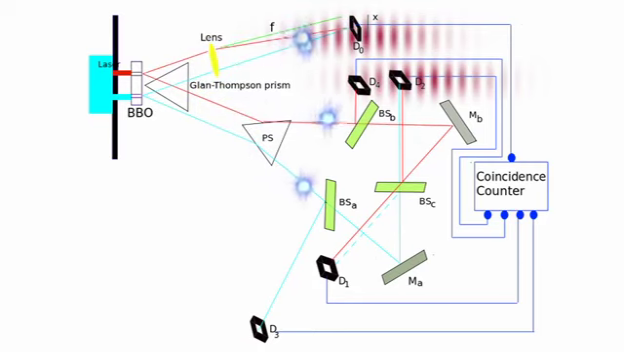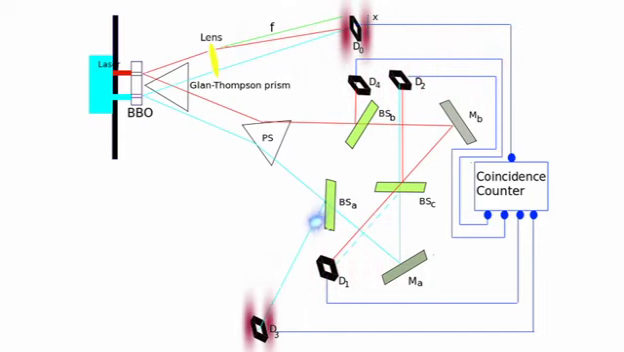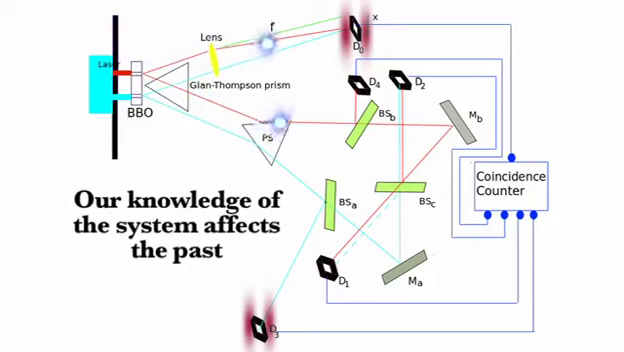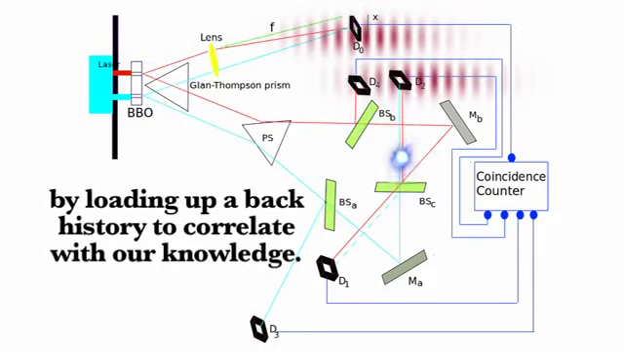So either the photon has a highly complex computer built into it, so it can know the future, or we have an idealistic picture of reality, and our knowledge of this system affects the past by loading up a back history to correlate with our knowledge.